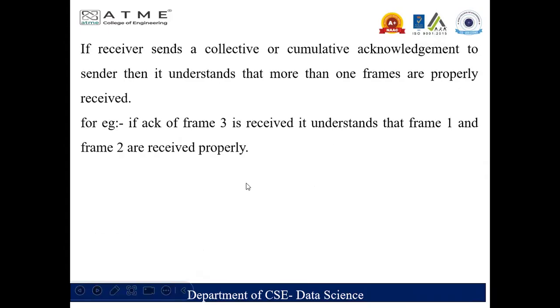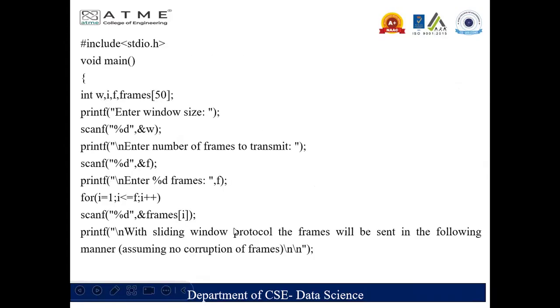Now if the receiver sends all the acknowledgements together to the sender, then the sender understands that more than one frame was properly received. So if the acknowledgements 1, 2, 3 are sent together, that means all 3 are received. Or for example, if the acknowledgement of frame 3 is received, it means that frames 1 and 2 are also properly received. That is what is done in the sliding window protocol. So let's see how it is implemented.